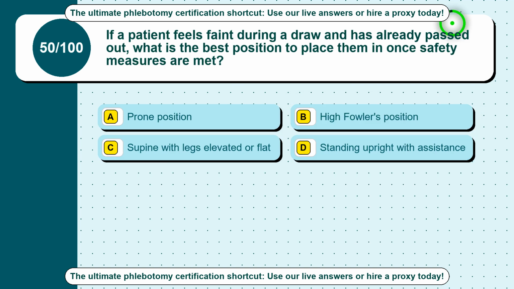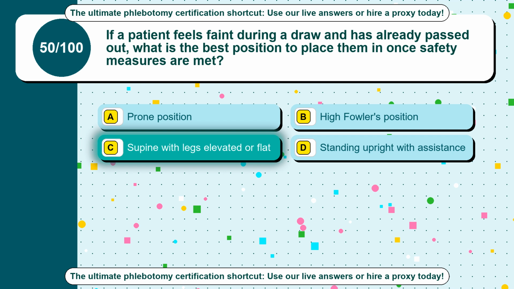Question 50. If a patient feels faint during a draw and has already passed out, what is the best position to place them in once safety measures are met? Option A, prone position. Option B, high Fowler's position. Option C, supine with legs elevated or flat. Option D, standing upright with assistance.